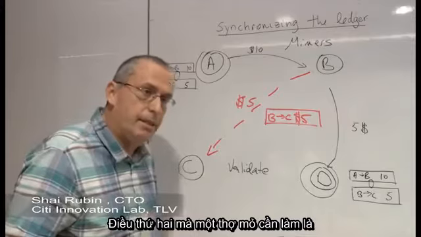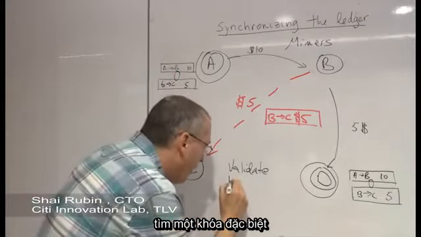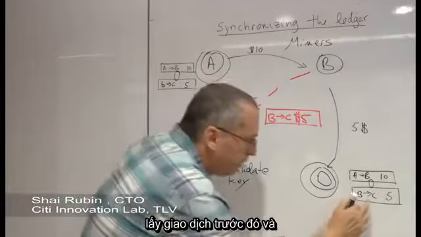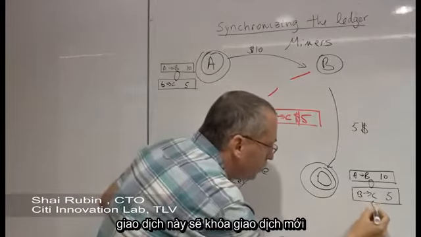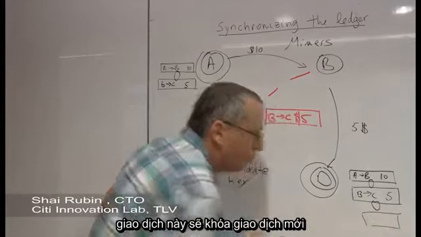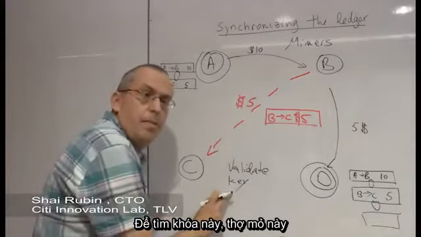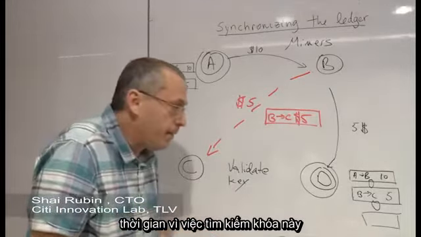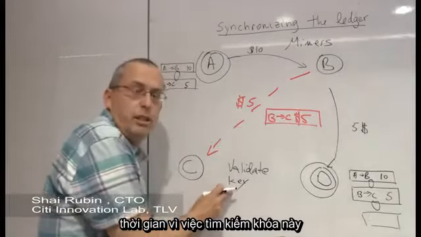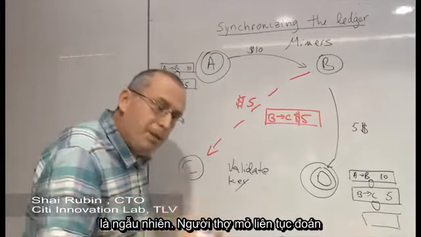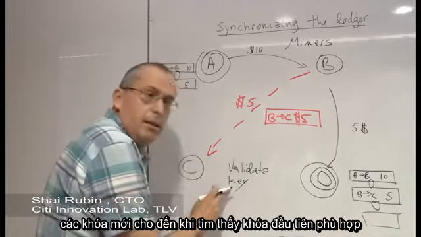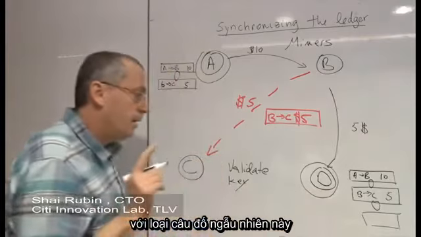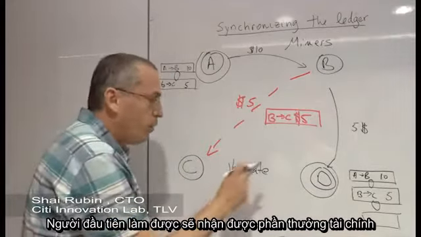The second thing that a miner needs to do is to find a special key that will enable this miner to take the previous transaction and lock the new transaction to it. In order to find this key, the miner needs to invest computational power and time, because the search for the key is random. The miner is repeatedly guessing new keys until it finds the first key that matches this kind of random puzzle. The first one that does that will get a financial reward.